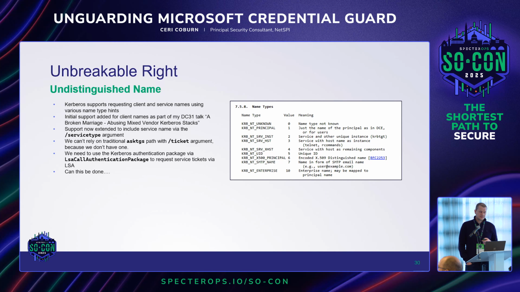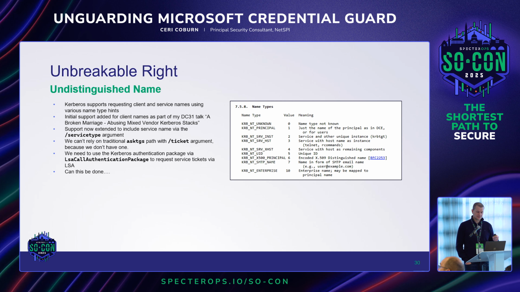My DC31 talk went into some of the service principal types that you can request. A lot of this back then was based on the service type for a user principal, but both service types for a user principal and a service are essentially the same. So what I've done now is added functionality within Rubeus to request what service name format hint you want to give to the KDC.